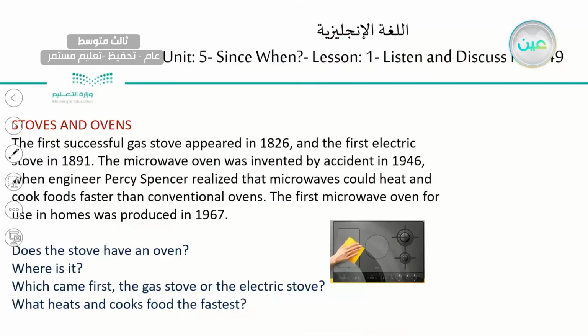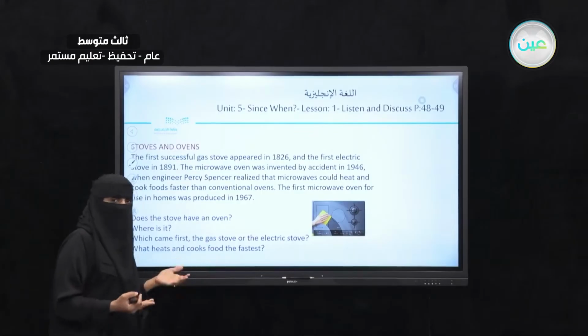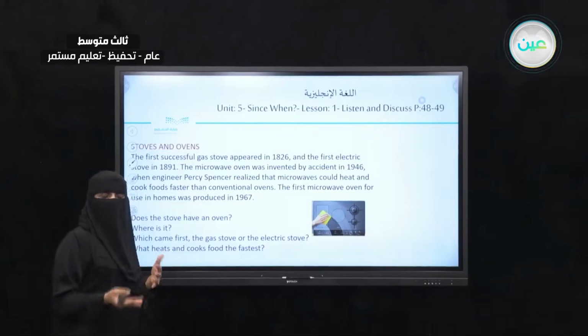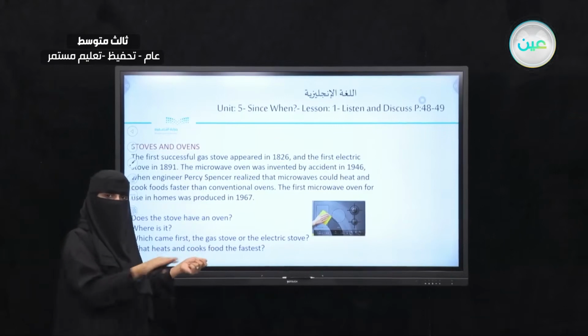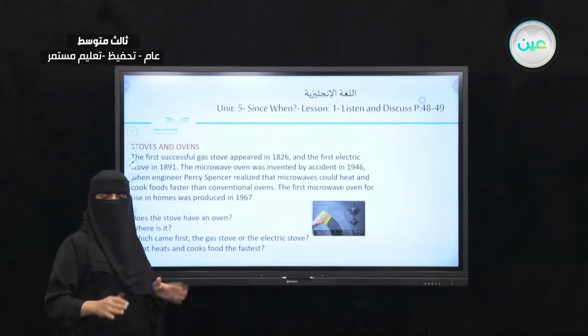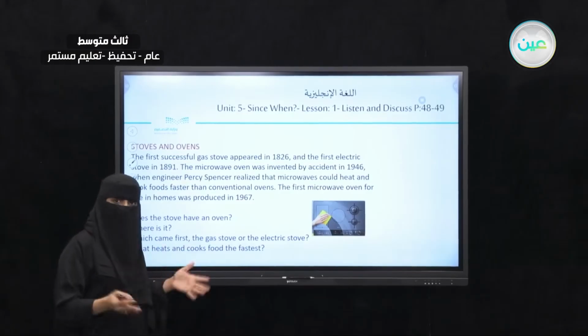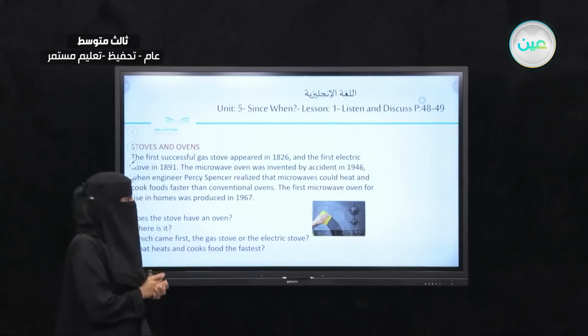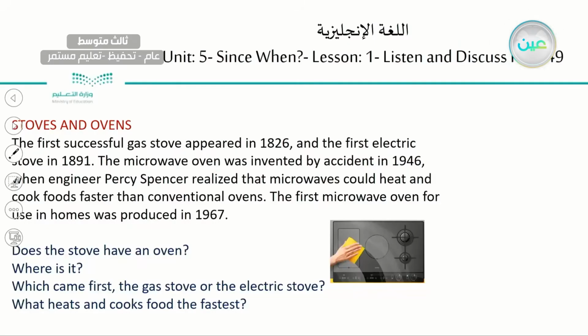Okay, let's see the questions related here. They mentioned also another device, not only ovens and stoves. They mentioned microwaves. Excellent. Does the stove have an oven? Do you think the stove, like this one, has an oven underneath? Some do. Some you can only buy the stove alone, and you can buy the oven separately. But the most popular ones have the stove and the oven together. Okay? As we said, the oven is underneath the stove.